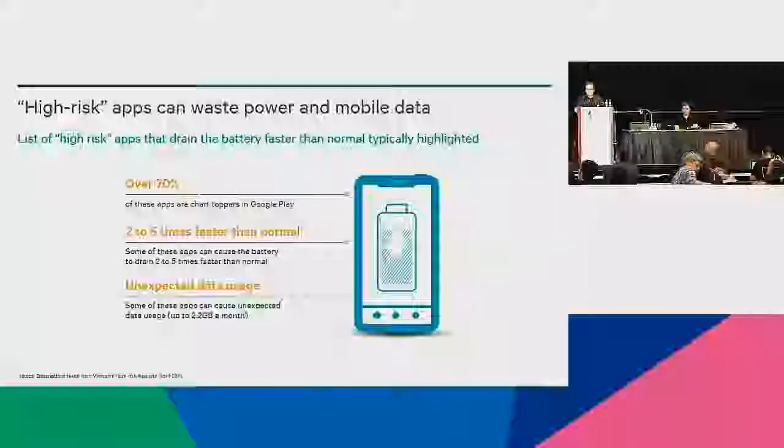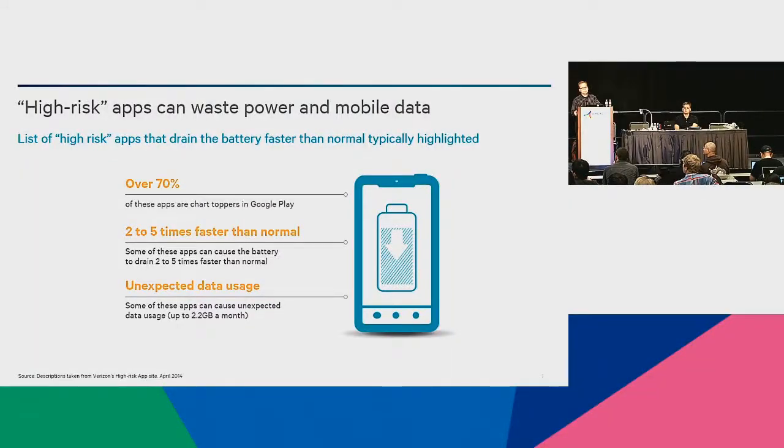Carriers have realized that this is a problem, and they've started to publish lists of what they call high-risk apps. And that's basically apps that drain the battery faster than usual or use excess mobile data. Of the apps that are on the Verizon high-risk list, 70% of those apps are chart toppers in Google Play. So these are some of the most popular apps which have problems. Some of these apps use power 2 to 5 times more than normal. And some of these apps use a lot of excess data.